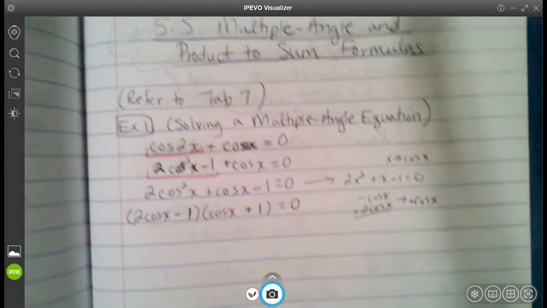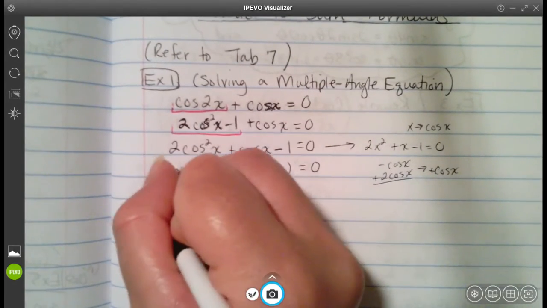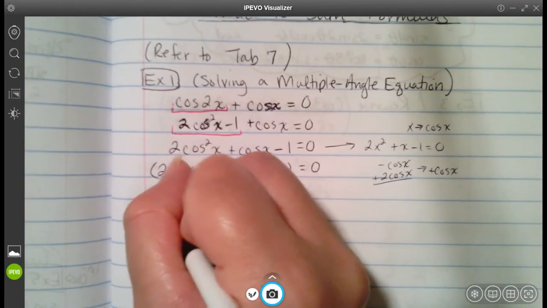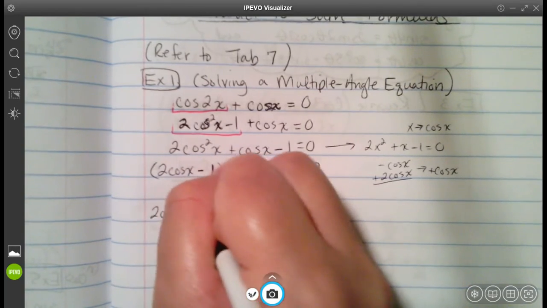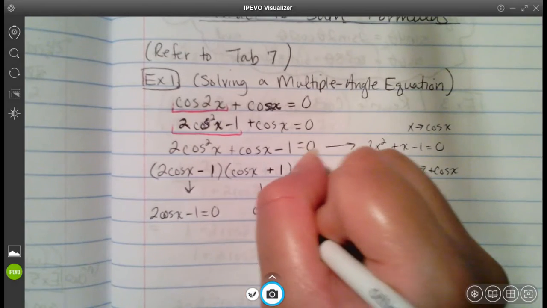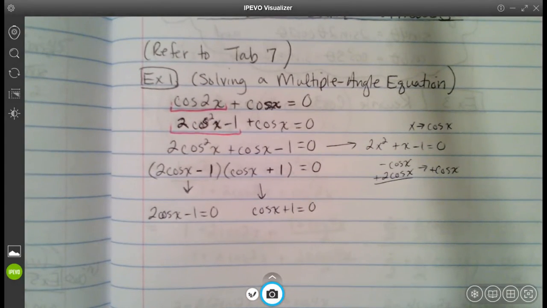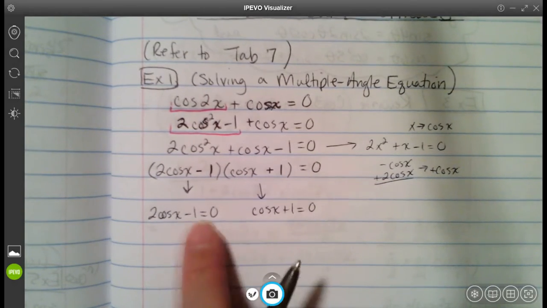Now that we have factors, we're going to set each of those factors equal to 0. So 2 cosine of x minus 1 equals 0, and the same thing over here, cosine of x plus 1 equals 0. That's what you do when you have factors, you set them equal to 0. And we're going to solve.